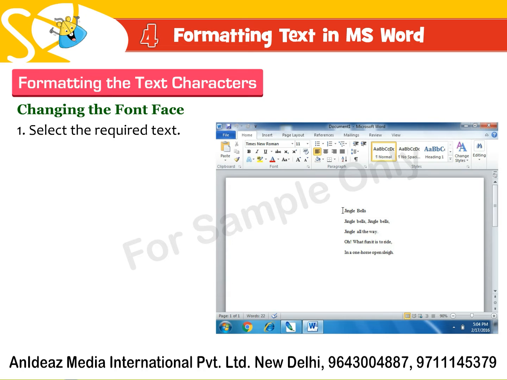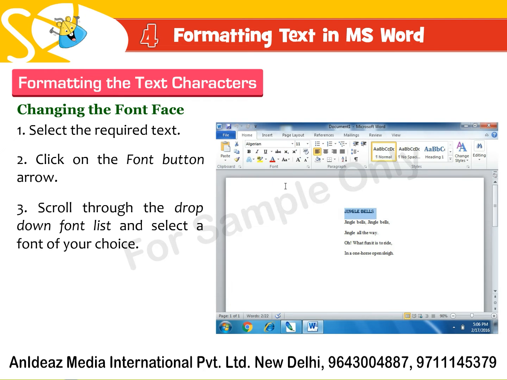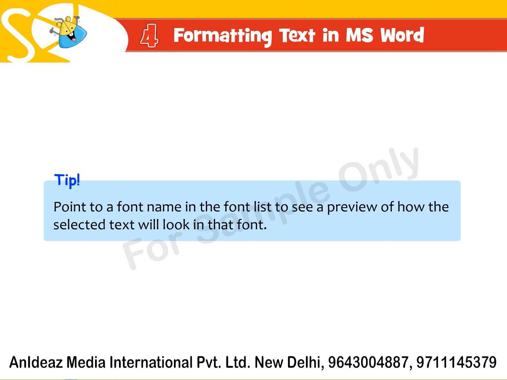1. Select the required text. 2. Click on the font button arrow. 3. Scroll through the drop-down font list and select a font of your choice. The font face of the selected text will change. Tip: point to a font name in the font list to see a preview of how the selected text will look in that font.